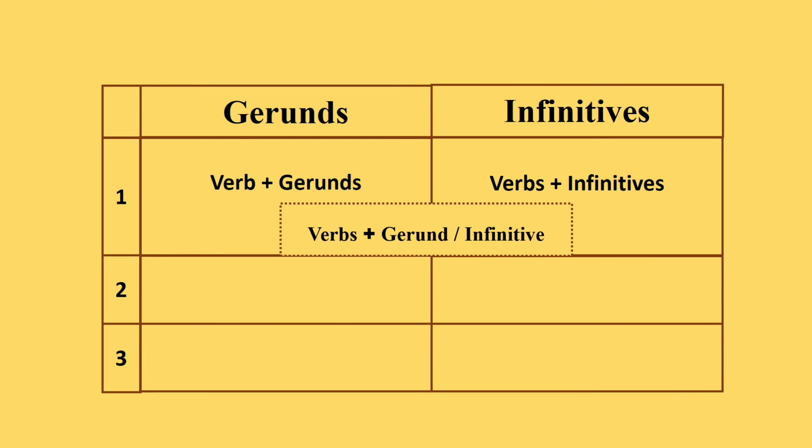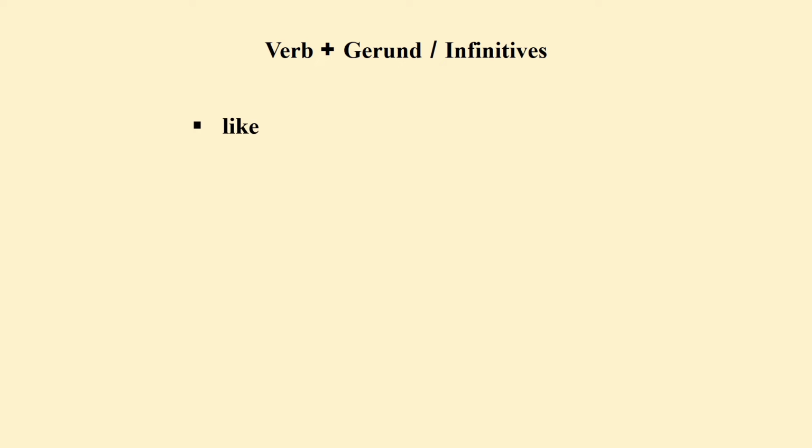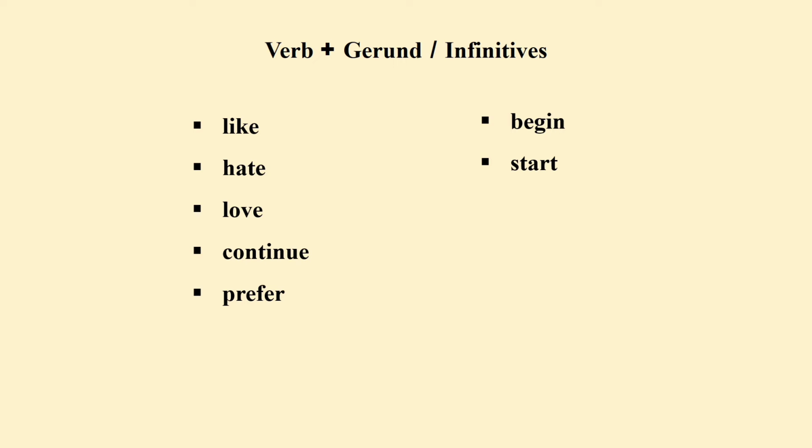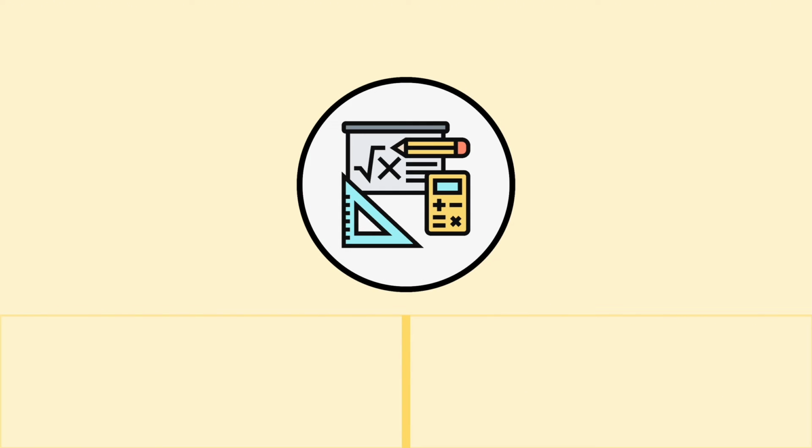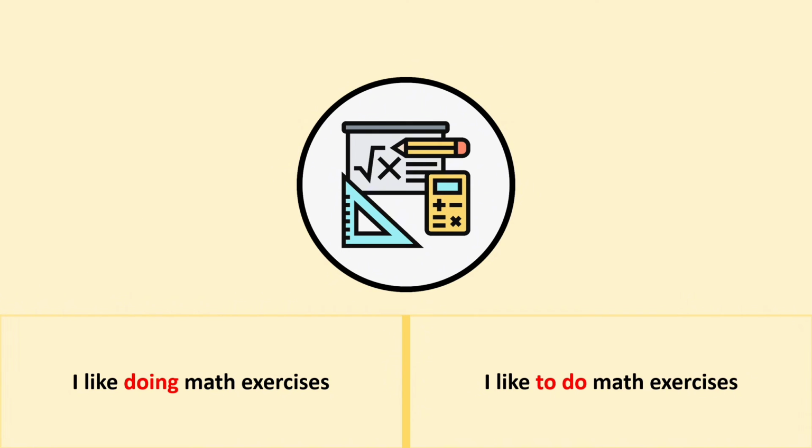There are a few verbs that can be followed by a gerund or an infinitive. Examples of these verbs are like, hate, love, continue, prefer, begin, and start. For example, I love reading history books, or I love to read history books. I like doing math exercises, or I like to do math exercises.